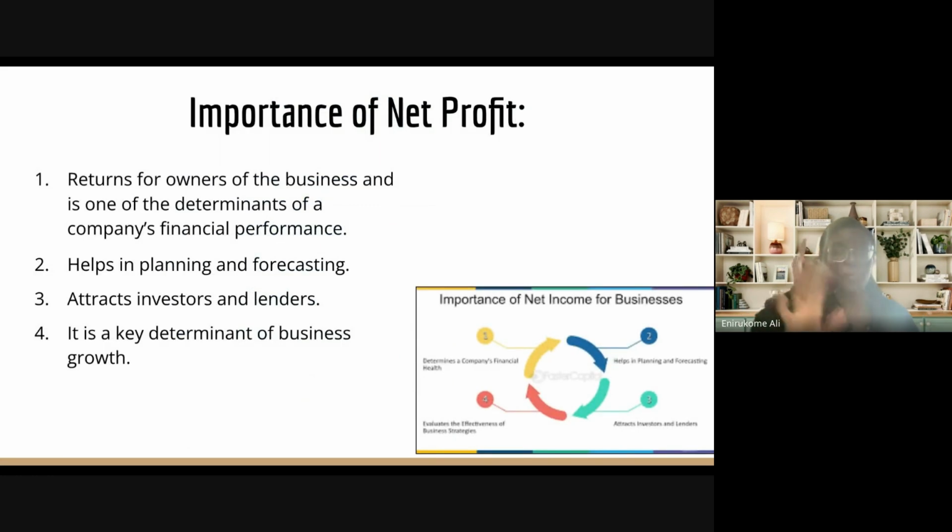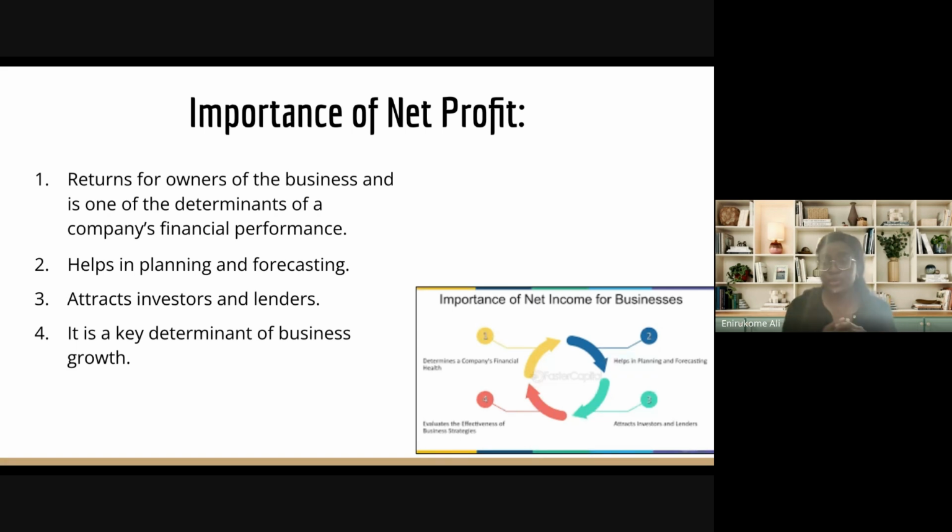So for the importance, it helps business owners determine your company's financial performance. So forget all the big grammar. It just means, is your business growing? Is it stagnant? Is it improving? How is the economy affecting your business? For instance, the naira has almost doubled or tripled against the dollar in the last one year. How has that affected your business? Those are things that affect your net profits. So that is one of the reasons that we need to be able to calculate the net profits.